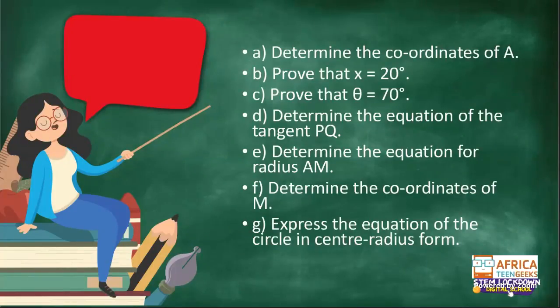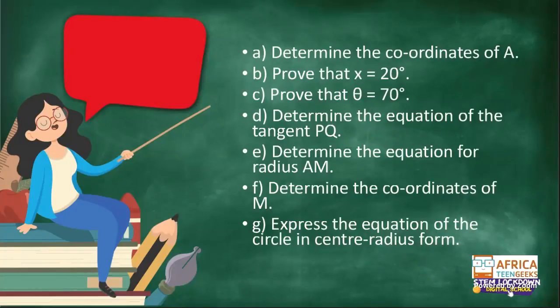And then D, determine the equation of the tangent PQ. E, determine the equation for radius AM. F, determine the coordinates of M. And G, express the equation of the circle in the center-radius form. Therefore, you have to write the general equation with the center and the radius. So you have already found the coordinates of A, which are (0, 4).